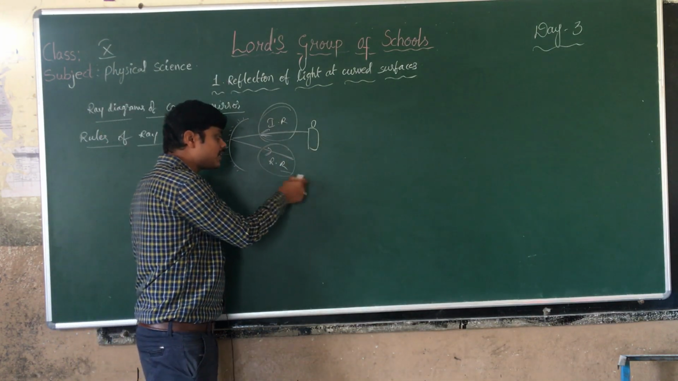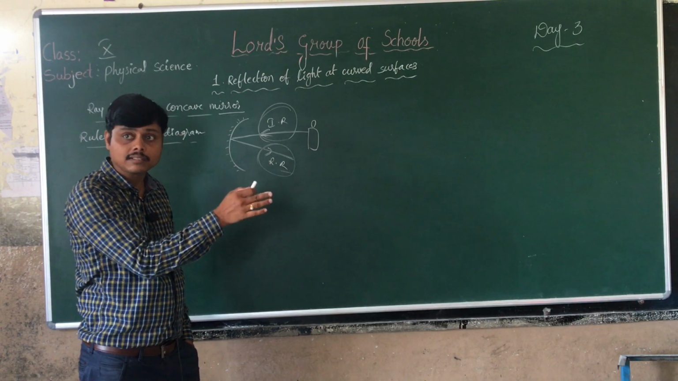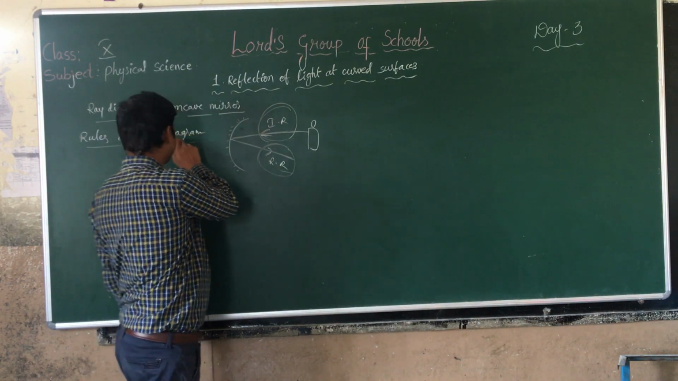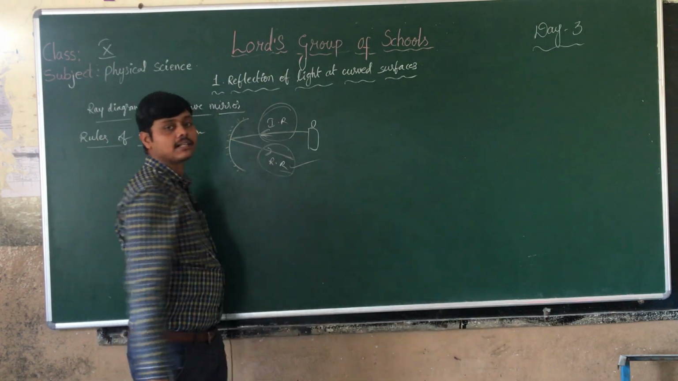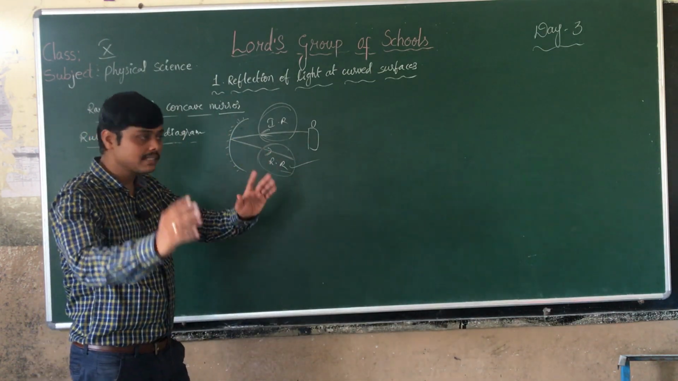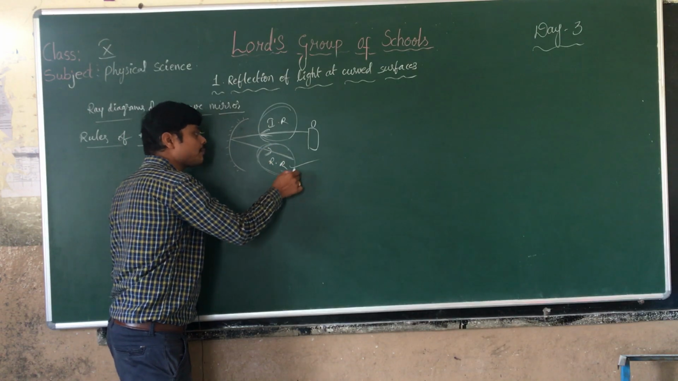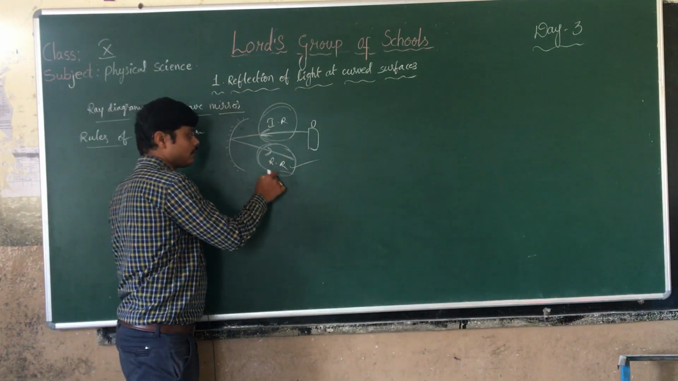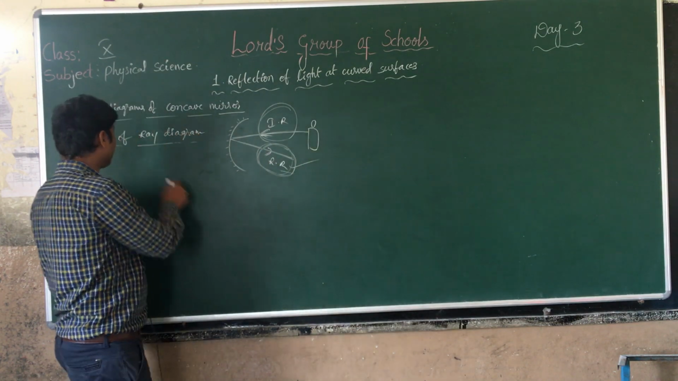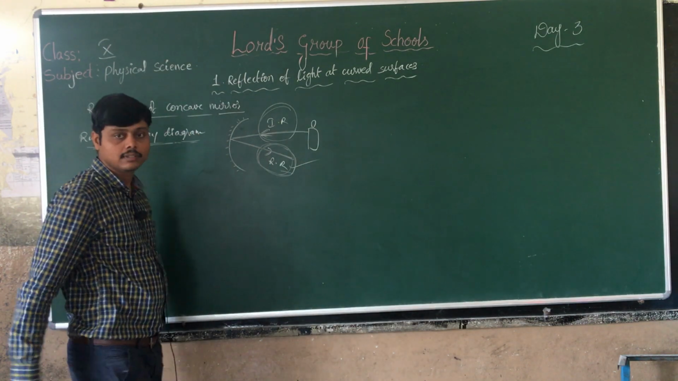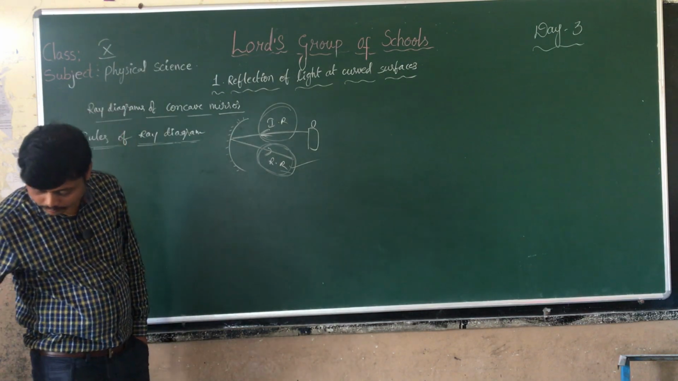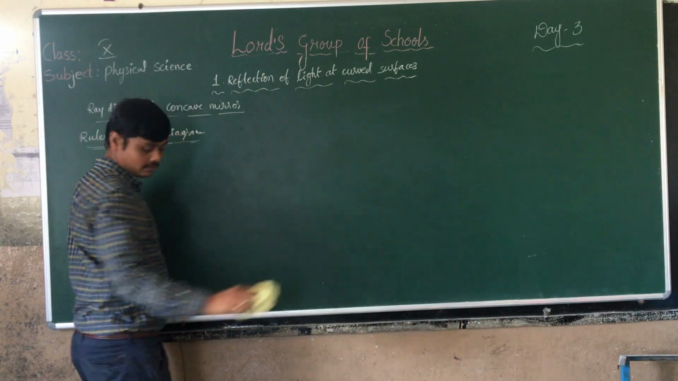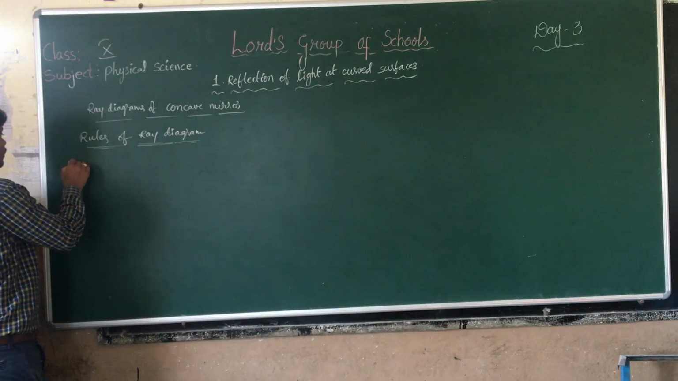We cannot predict the path of the reflected ray on our own. We have to represent the total position of the image and object with the concept of rules for ray diagrams to predict the reflected ray path. So the final task is to predict the reflected ray path, and we use the rules for ray diagrams. Is that clear? Now there are some rules of ray diagrams here. First, rule 1.